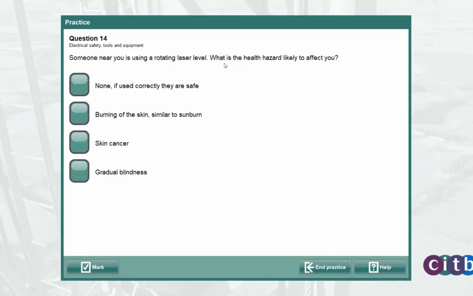Someone near you is using a rotating laser level. What is the health hazard likely to affect you? None. If used correctly, they are safe. Burning of the skin, similar to sunburn. Skin cancer. Gradual blindness.